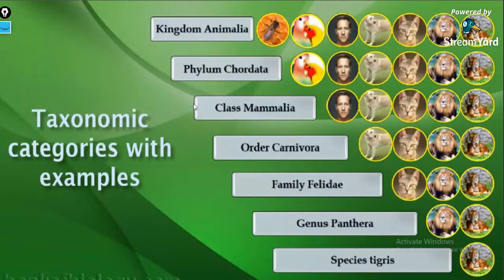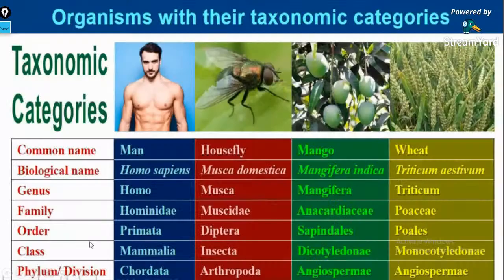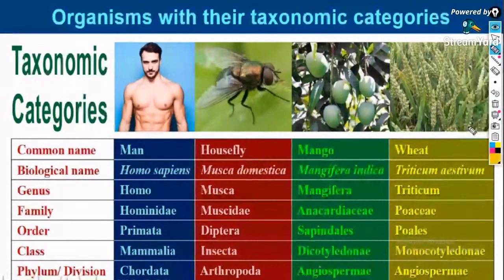Okay, thank you, Shritika, for sharing the image in the group. Okay, guys, I hope you understood all these things. These are the taxonomic categories that you have to study according to your NCERT. Once again, I will explain. Listen carefully. You have to study the biological terms of man, housefly, mango, and wheat. All these four you have to study.